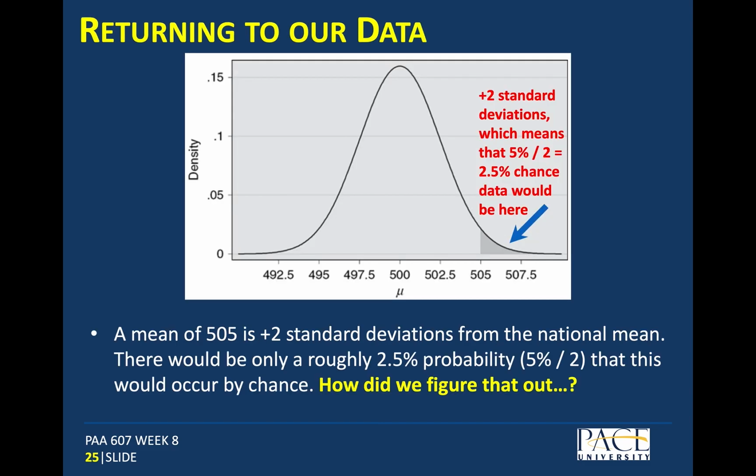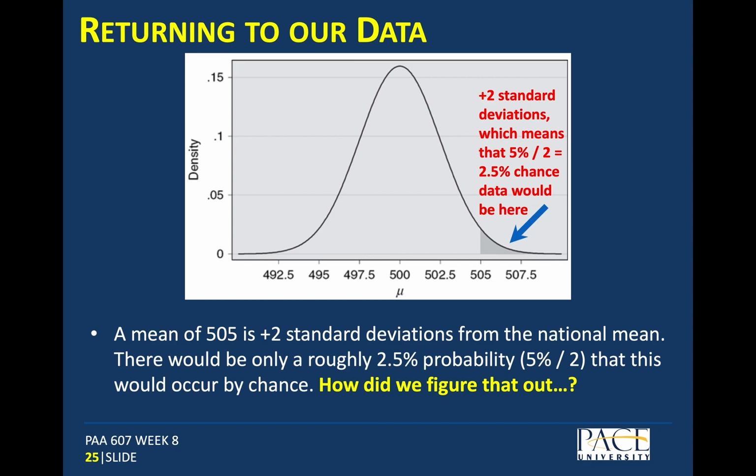So let's return to our data for a moment to try and answer that question. Exactly how unusual would that mean score of 505 from the California students be? Well, we already know that a mean of 505 is plus 2 standard deviations from the national mean. So that's already kind of far out. We also know that 95% of our data lives between minus 2 standard deviations and plus 2 standard deviations. So that means for the high values, the values of 505 and above, there's only a 2.5% chance that we would be over there. Now you might say, well, why 2.5%?